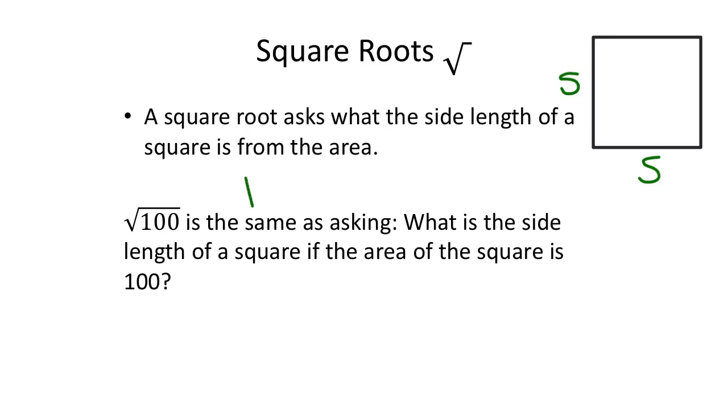So if I said, let's find the area of a square, you'd say the area of a square is the side length to the power of 2.